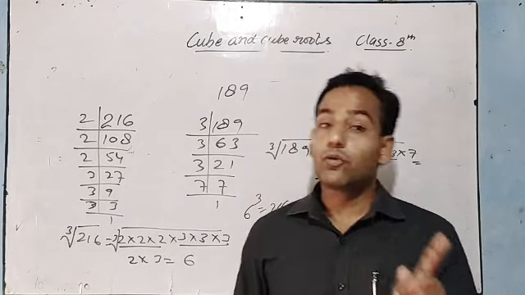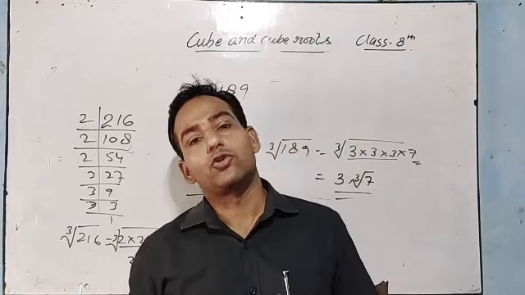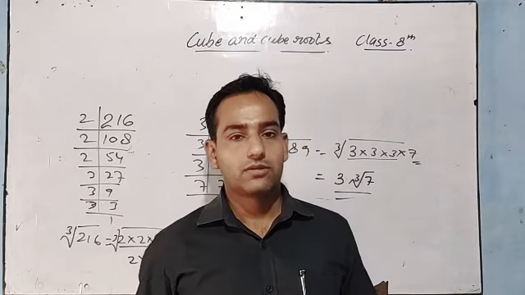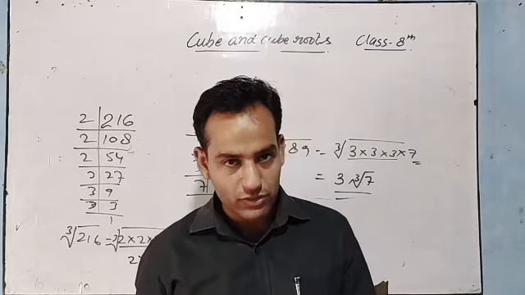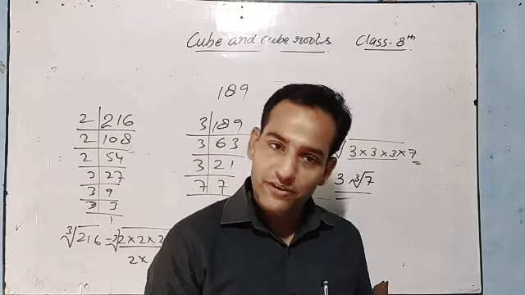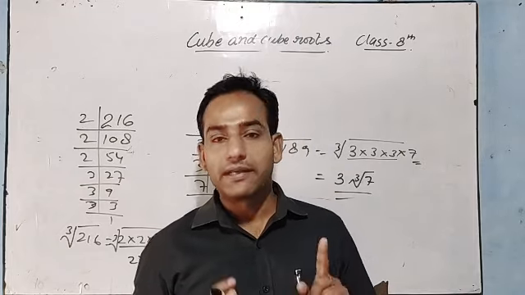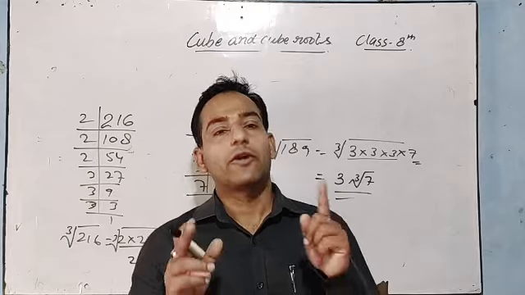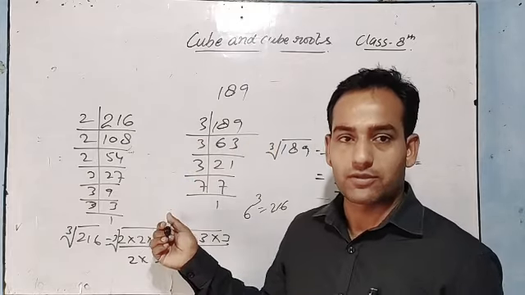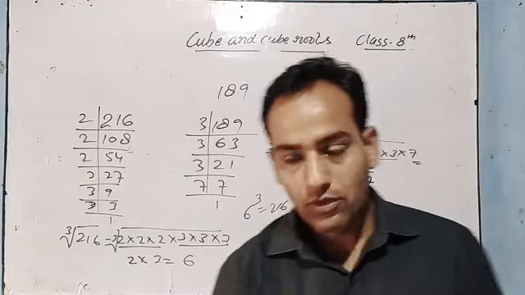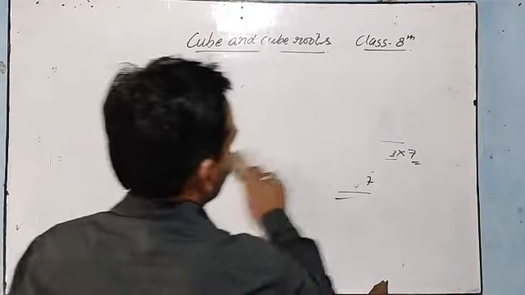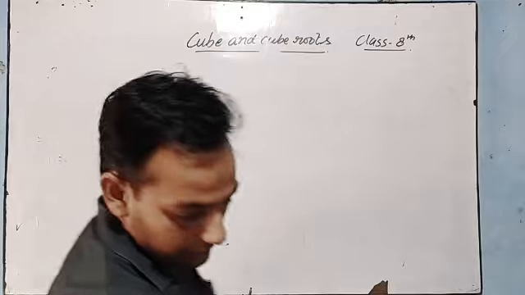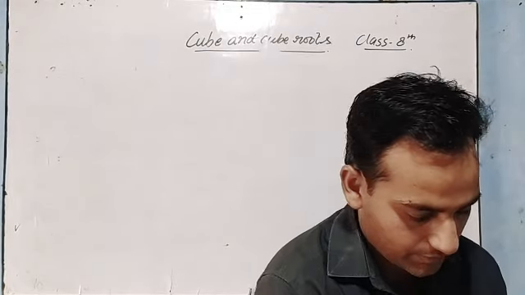Okay. But we don't have any division method to find the cube root, like for square roots. In squares and square roots, we had a division method to find a square root and a prime factorization method to find the square root. But in cubes and cube roots, for getting cube roots, we have only this method. Okay. Now, let us take some more examples and some properties.